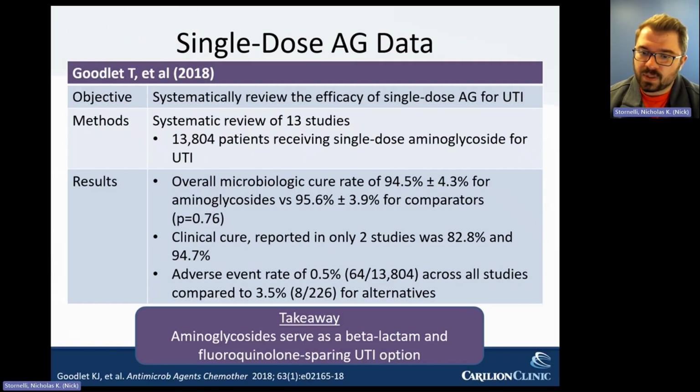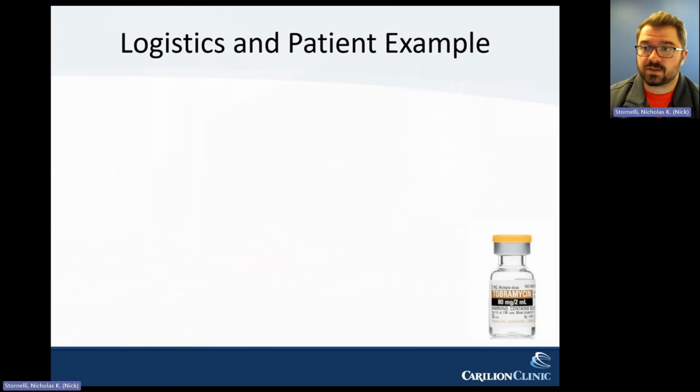And then a clinical cure, which is probably the more important endpoint, was overall very great, 82% and 94% in the two studies that did report, with very low adverse event rate reported here compared to either oral or IV alternatives. So 0.5% amongst all of the patients included in that systematic review. So a potentially really great option for a fluoroquinolone sparing drug for resistant urinary tract infections.